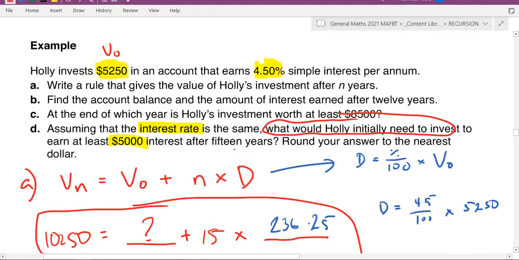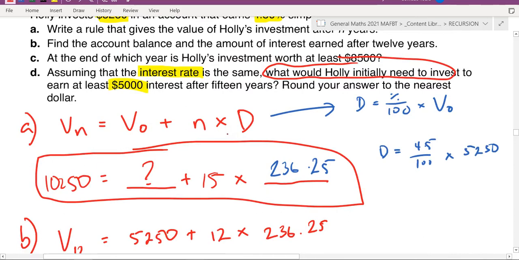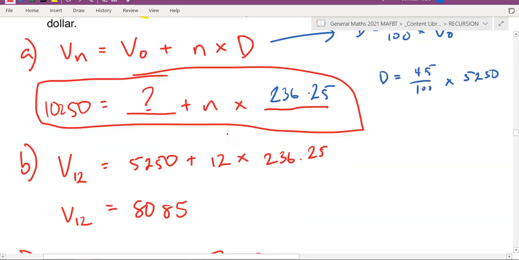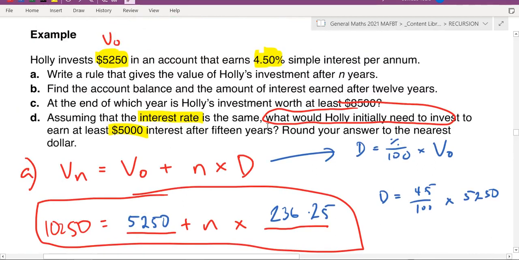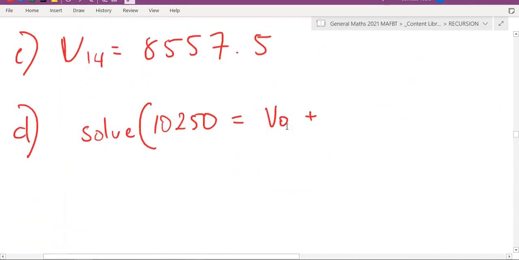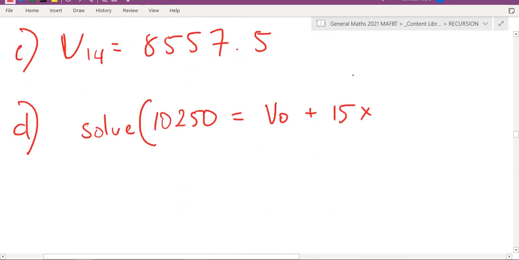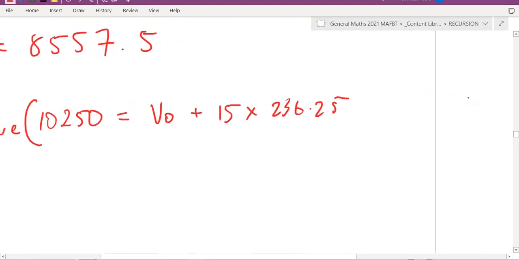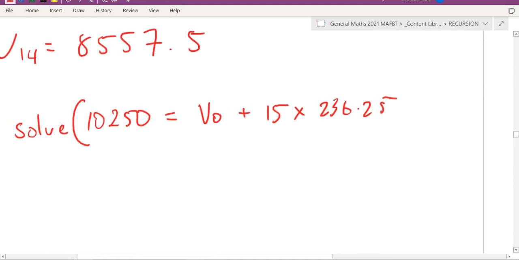Do we understand that? So I'm just going to use my solve function to figure out what V0 is going to be, because that's what the question is saying. How much does she need to invest? Okay, so that's going to be plus 15 times, what was the V? 236.25. Okay, and then what should we put here at the end, guys? Comma what? V0.